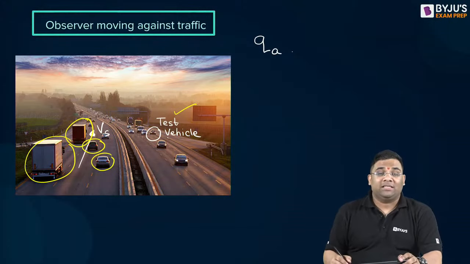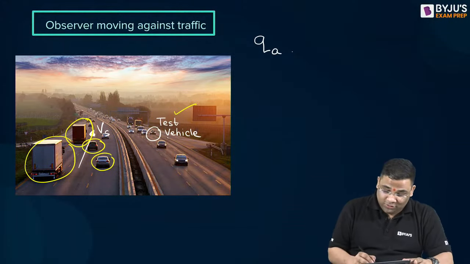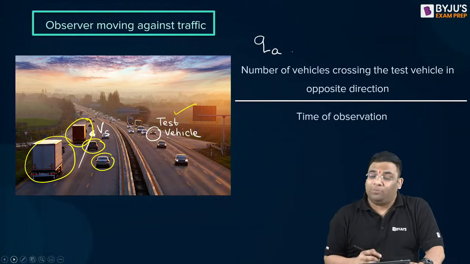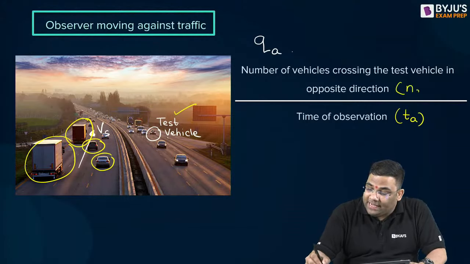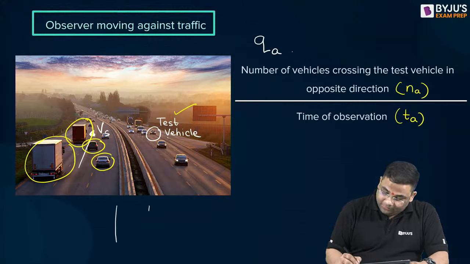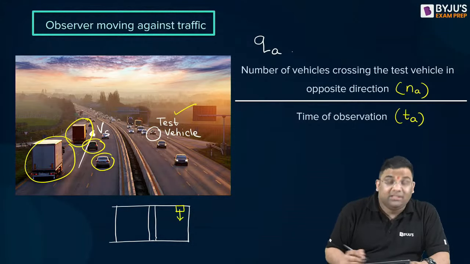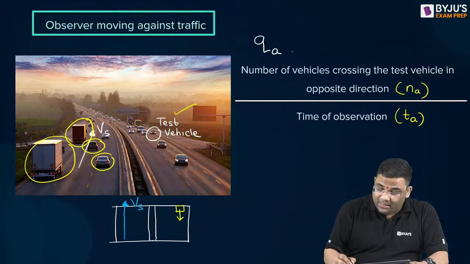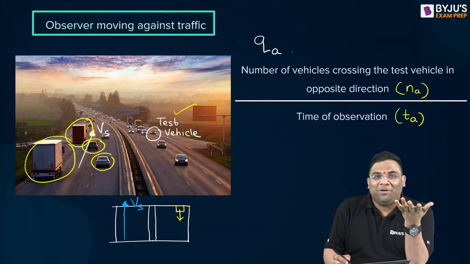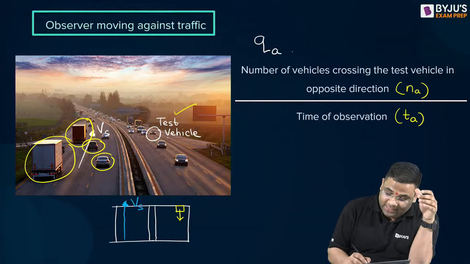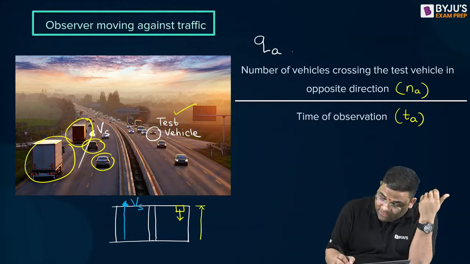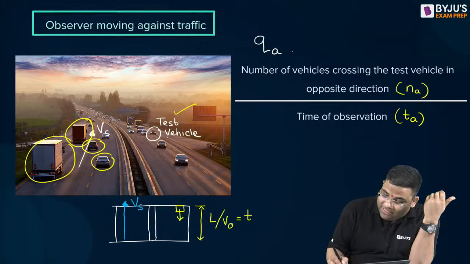These are the vehicles crossing the test vehicle in the opposite direction. So this will be equal to the number of vehicles crossing the test vehicle in the opposite direction divided by the time of observation. I will call this Ta and this Na. The test vehicle, or rather you inside the test vehicle, will count the number of vehicles crossing in the opposite direction, divided by the time of observation. If you don't have the time of observation, you can take this length divided by V naught. This will also give me the time of observation.